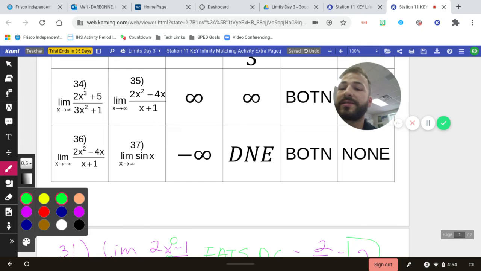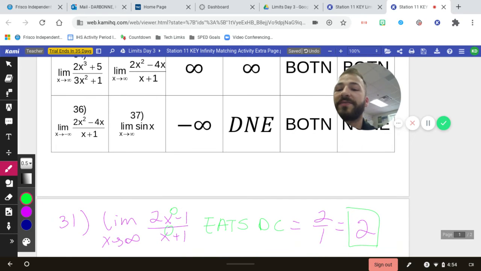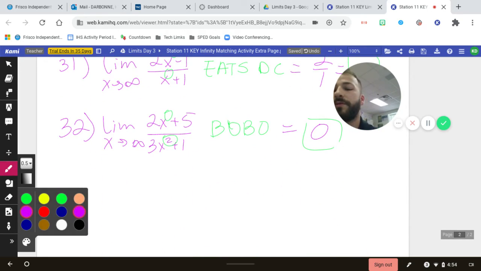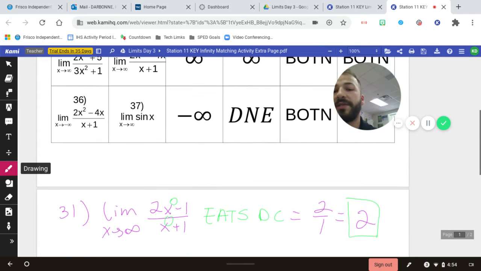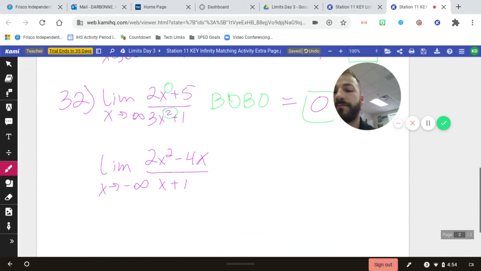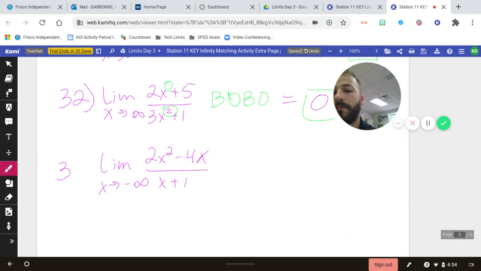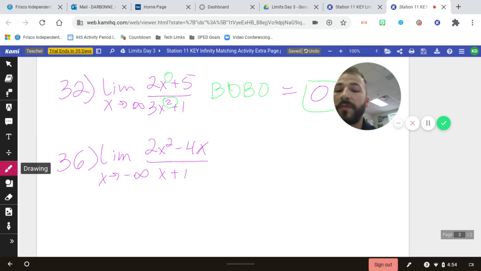So 36, 2x squared minus 4x over x plus 1. I believe it was as it approaches negative infinity. Yep. Okay, so on this one, we look at those leading term exponents. So squared over 1, so it is bigger on bottom.